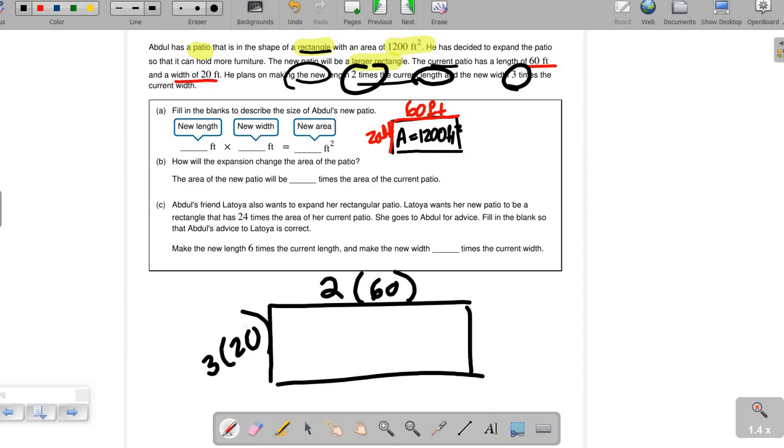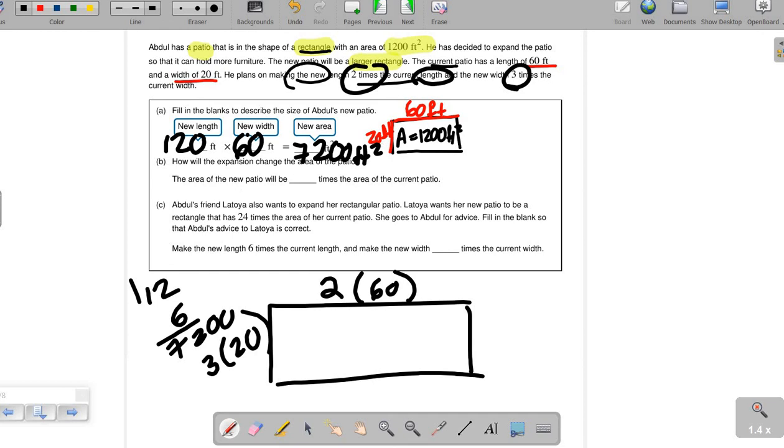Okay, find the blanks to find the area. So the new length is going to be 120 feet. The new width is going to be 3 times 20, so that's 60 feet. So 120 times 60. That's basically 6 times 12. And then we have 2 zeros. So our new area is 7,200 feet squared.